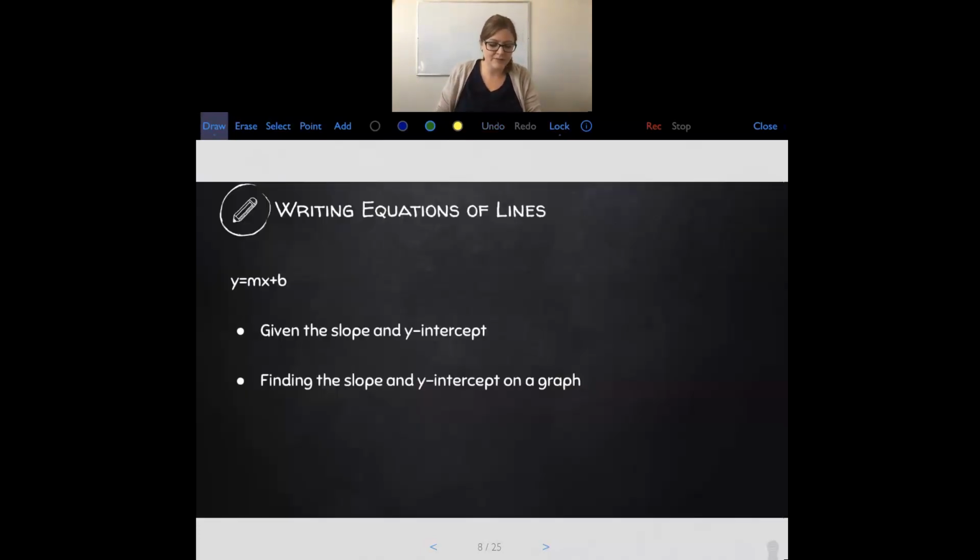Next, we're going to talk about writing equations of lines. There are two different topics we'll go over. The first is given the slope and the y-intercept, and the second is we'll be given a graph and we'll be able to find the slope, and the y-intercept will be there, and then we can form our equation. Remember that we're writing it in slope-intercept form, which is y equals mx plus b.